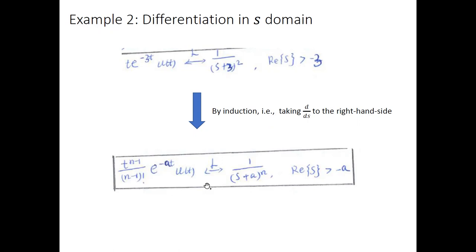So we can check if n equals 2. n equals 2 on the right-hand side is the case above. On the left-hand side, we have t to the power 1 over 1 factorial. So it's just t times exponential minus a t, u of t. So in the example above, a equals 3. The region of convergence is to the right of the unique pole minus a.